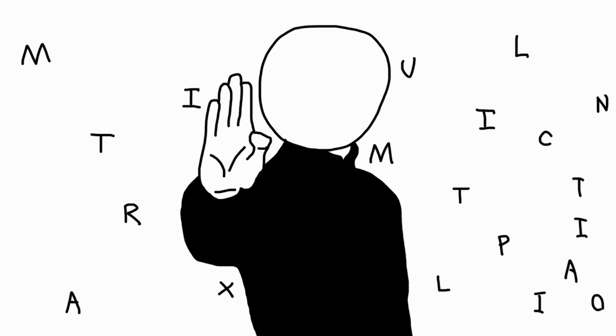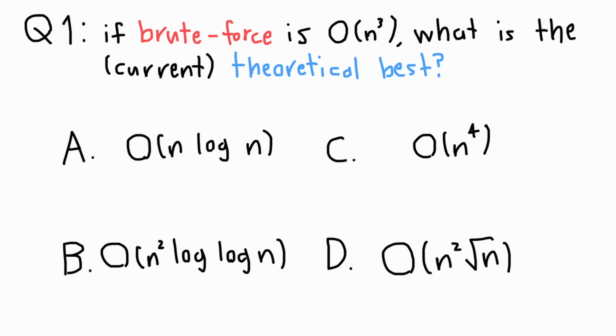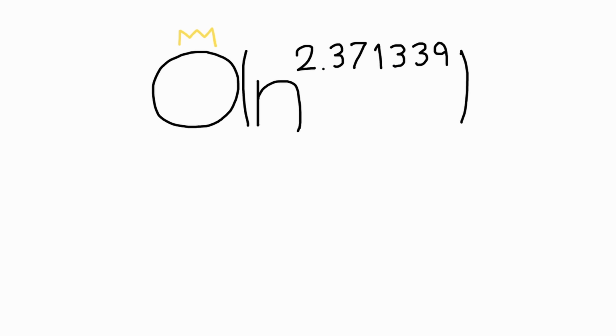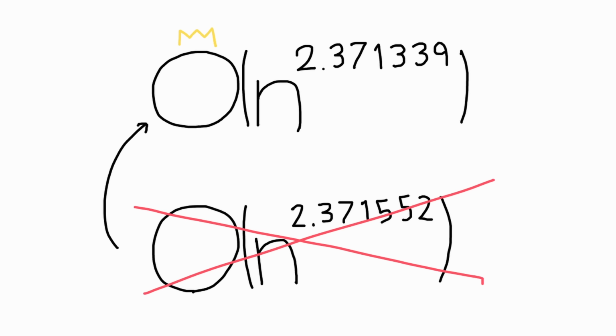Matrix multiplication. The brute force naive approach has a time complexity of O of n cubed, so what do you think the theoretical best time complexity is? If you answered any of these, you're wrong, and also dumb. The real answer is O of n to the 2.371339, according to a paper from a little over a year ago that improved on the old bound of O of n to the 2.371552. Big difference, I know.